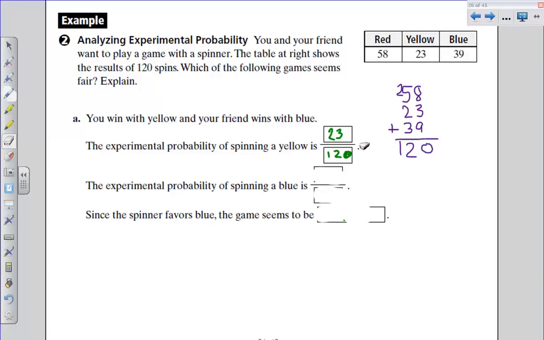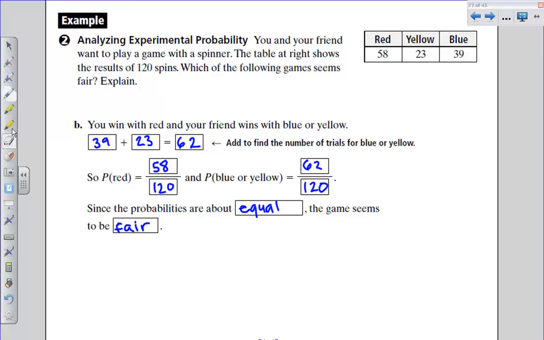So I can either look at the information given to me, or I might have to use the data and add them all up. So the experimental probability of spinning a yellow is 23 times out of 120. The experimental probability of a blue would be 39. Blue came up 39 times out of 120. So this means that my spinner favors the blue, so the game seems to be unfair. So if they're not equal, then unfair. If they're equal, it'll be fair.